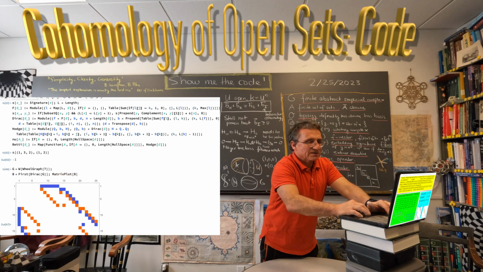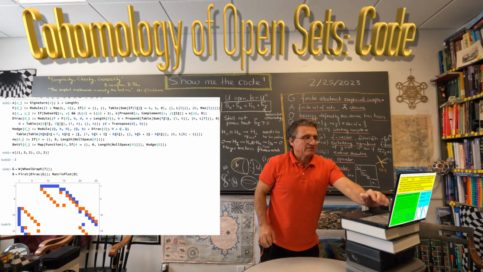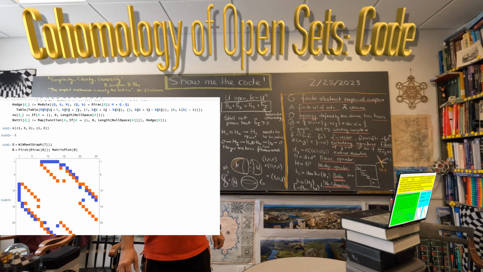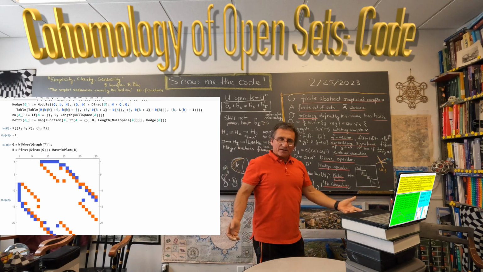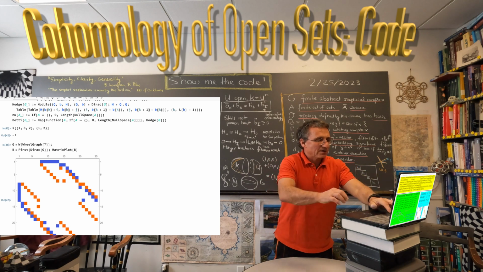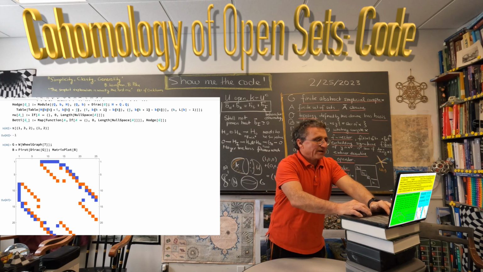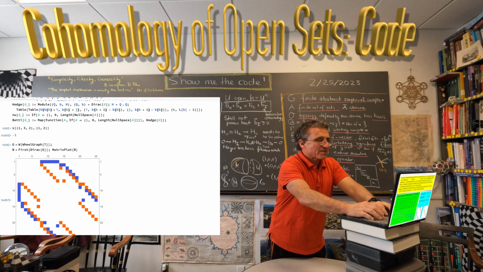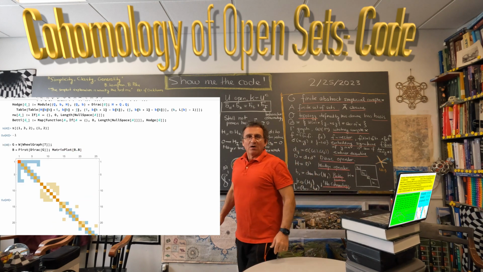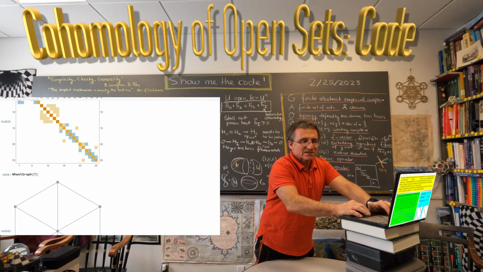So this is this Dirac operator. It's a self-adjoint matrix, and if I take the square of that, B times B, then I get the Hodge. So that's the graph we have.